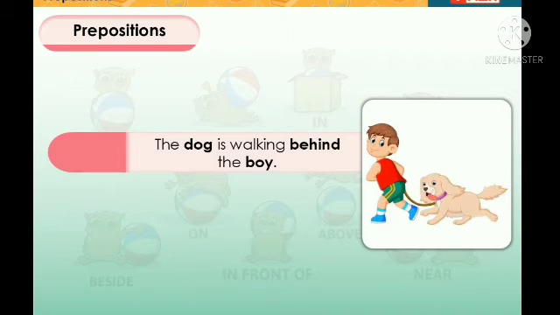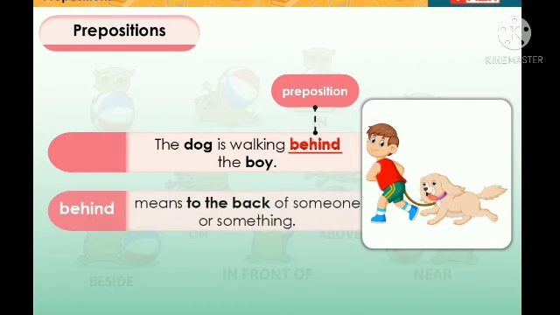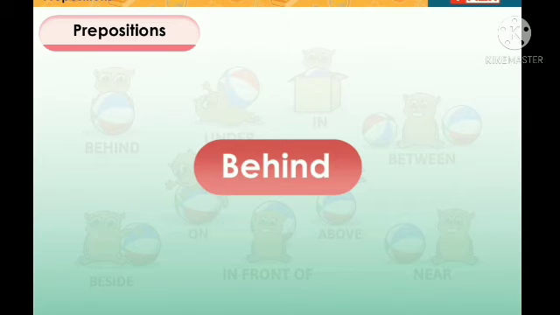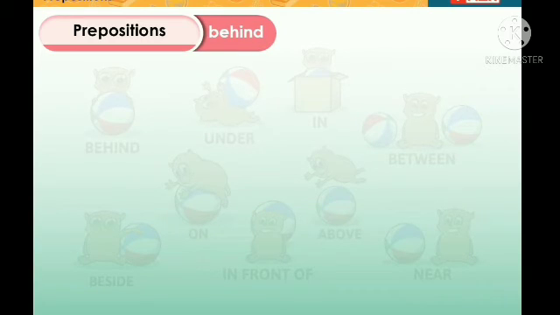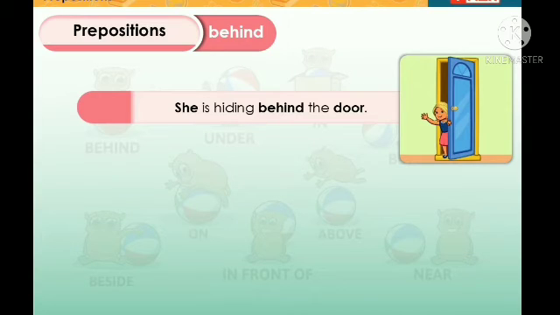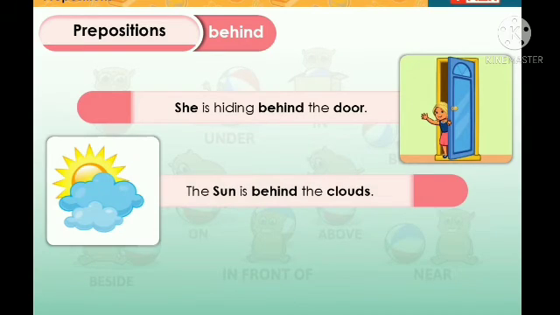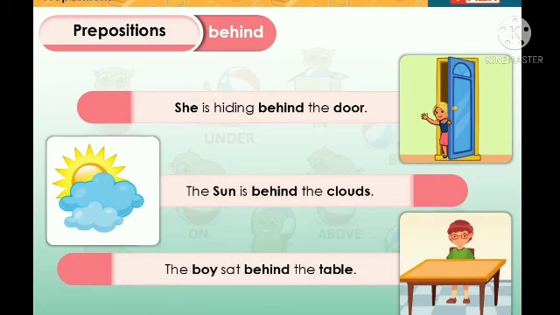The dog is walking behind the boy. The preposition behind means to the back of someone or something. Behind in this sentence tells us the position of the dog. It tells us where the dog is walking. Let us look at some more examples of the preposition behind. Observe the position of behind. She is hiding behind the door. The sun is behind the clouds. The boy sat behind the table.